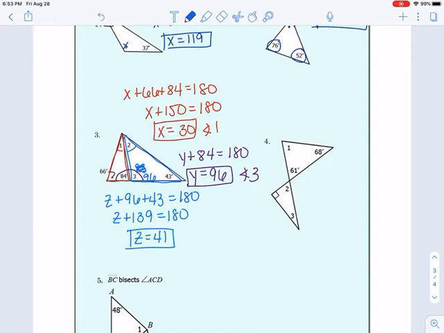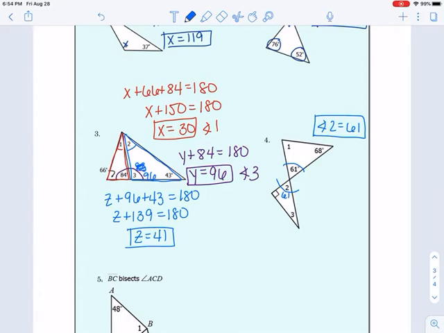Okay, for number 4, again, it doesn't really matter which angle you find first. There's something that's jumping out at me immediately, and that is that the angle that's measured 61 and angle 2 there are vertical angles, and vertical angles are congruent, which means the measure of angle 2 is going to equal 61 degrees, because, again, vertical angles are congruent.